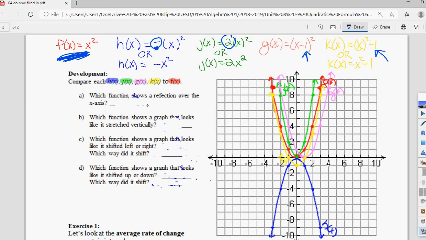So which function shows a reflection over the x-axis? That would be h of x. The one that looks like it's stretched vertically, they're talking about becoming more narrow, that's j of x. The one that looks like it's shifted left or right, that's g of x, and it shifted 1 unit right. And the function that looks like it shifted up or down is k of x, and it actually shifted 1 unit down.